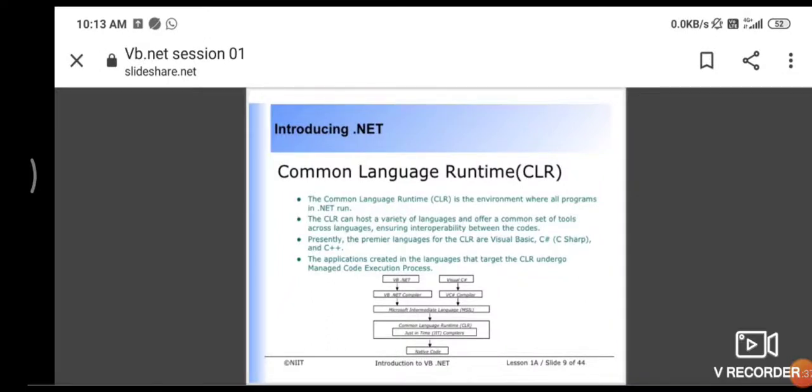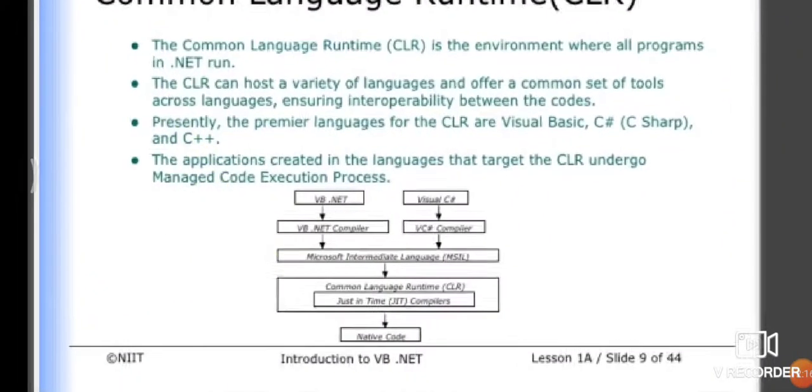So what is common language runtime? The common language runtime is the environment where all the programs of .NET run. It is a kind of platform or architecture of the software of the .NET procedure in which the .NET programs run. The CLR can host a variety of languages and offer a common set of tools across all the languages. Presently, the primary languages of CLR are Visual Basic and C++.